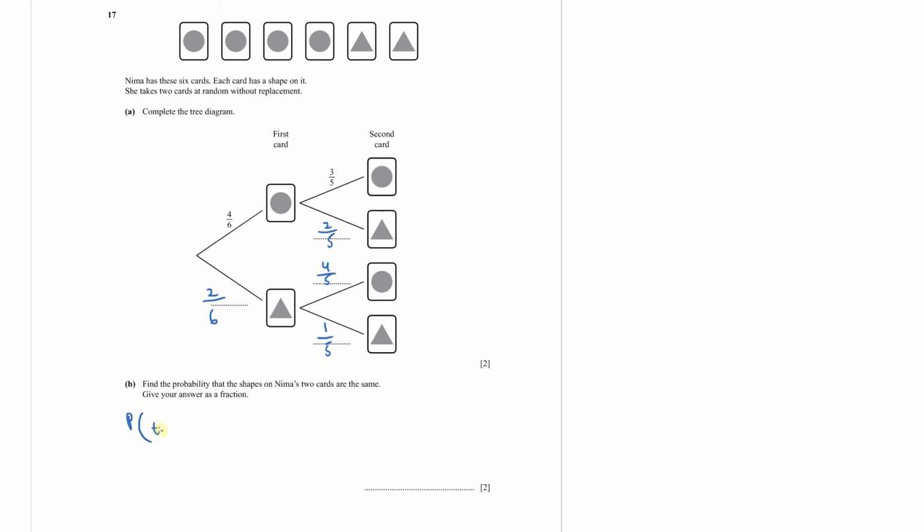probability of the 2 cards being the same equals the probability of getting circle and circle, plus the probability of getting triangle and triangle. So you get either circle, circle, or you get triangle, triangle. Since it's an or, you add the two. So what is the probability of getting a circle and then a circle? It is 4 by 6 times 3 by 5.